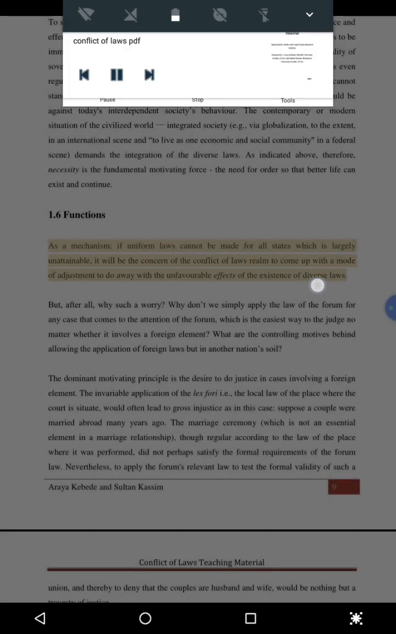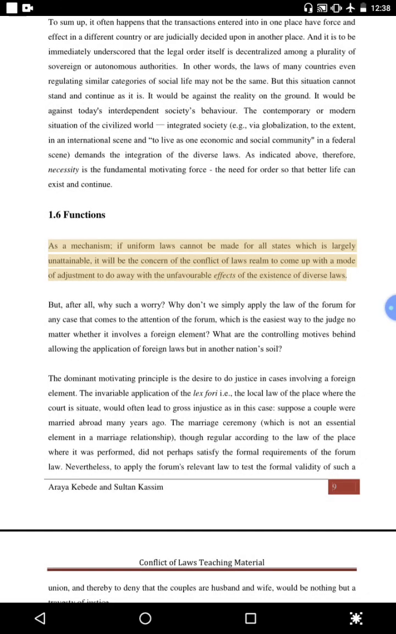1.6 Functions. As a mechanism, if uniform laws cannot be made for all states, which is largely unattainable, it would be the concern of the conflict of laws realm to come up with a mode of adjustment to do away with the unfavorable effects of the existence of diverse laws. But, after all, why such a worry?